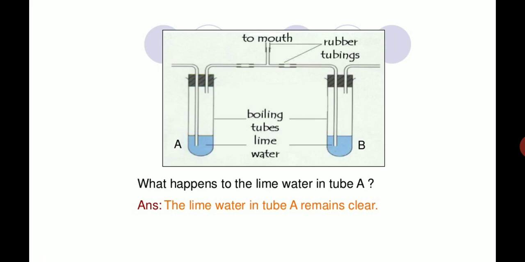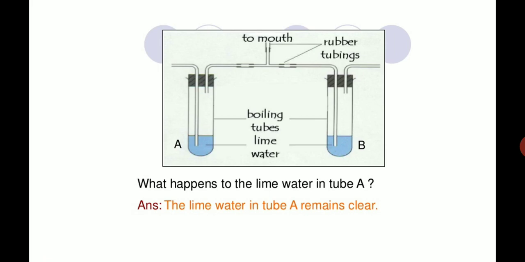Now let us see some experiments on breathing and respiration. In this particular experiment, we are trying to demonstrate that CO2 is given out in breathing. First of all, we will set up an apparatus as shown in the figure. There are rubber tubings which can be opened and closed.